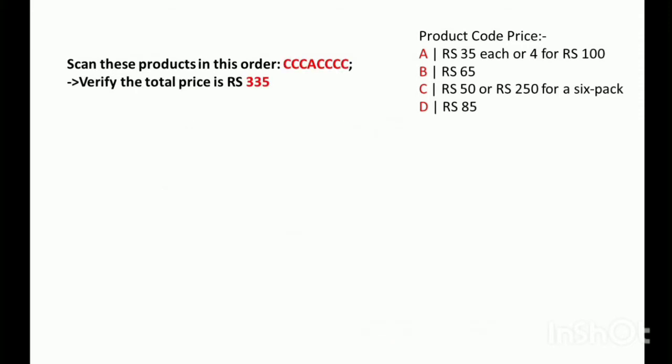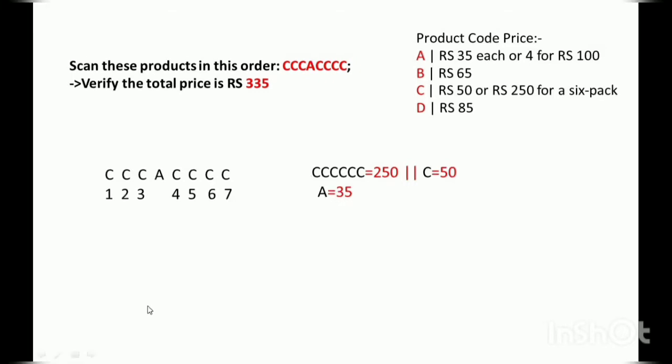Then we will see the next product code, that is CCCACCCC. Here we will directly calculate the C. C is calculated 7 times, and the condition for product code C is: if we buy 1, 2, 3, 4 or 5 C then the price is 50 each, and if we buy 6 C then its price is 250. So here 7 C are calculated. For the first 6 C the value is 250, and 1 is remaining and its value is rupees 50.